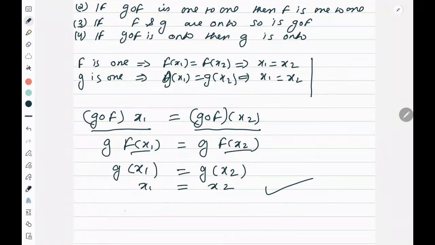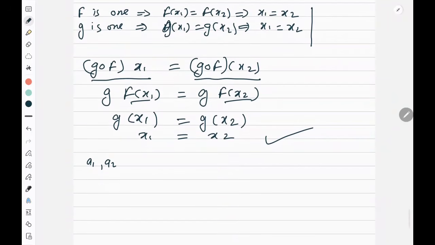So let me take some a1 and a2, and a1 and a2 belong to A. How will I start? Let me start like this: f of a1 is equal to f of a2. I want to prove that a1 is equal to a2. Now what will I do?